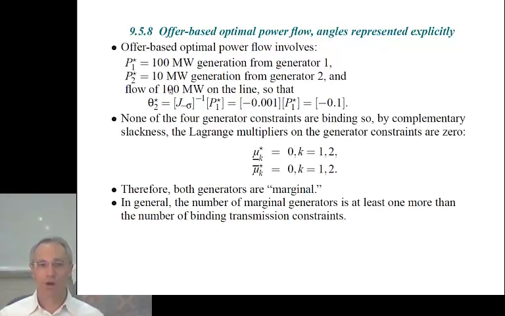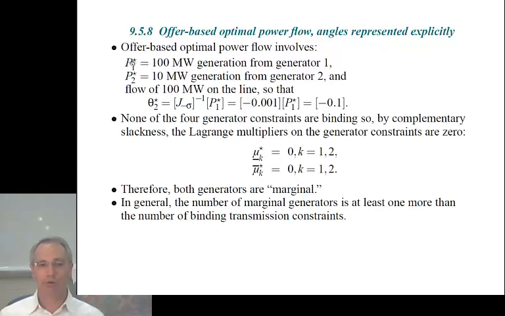The flow on the line is exactly 100 megawatts, and indeed if we plugged in P1 star to J minus sigma inverse, that would give us that theta 2 star is minus 0.1. So that gives us the optimal angle, the angle at the optimal solution.